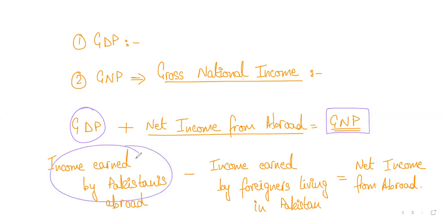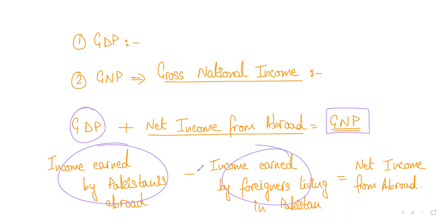So you add up the income of all the Pakistanis who are living abroad, in Canada, USA, and so on. And then you subtract from that the income that foreigners are earning in Pakistan. So if there's any American national working in the US Embassy, a UK national working in the British Embassy, or a Chinese national working in Pakistan, or anyone, you subtract their income from that.